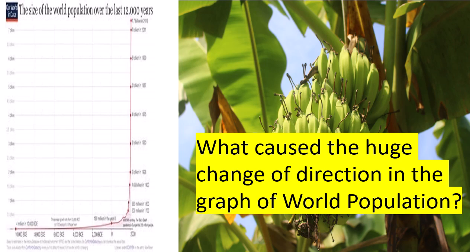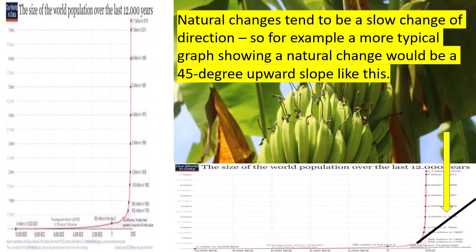Today, we are going to look at what caused the huge change of direction in the graph of world population. Natural changes tend to be a slow change of direction. So, for example, a more typical graph showing a natural change would be a 45-degree upward slope, like the picture below.